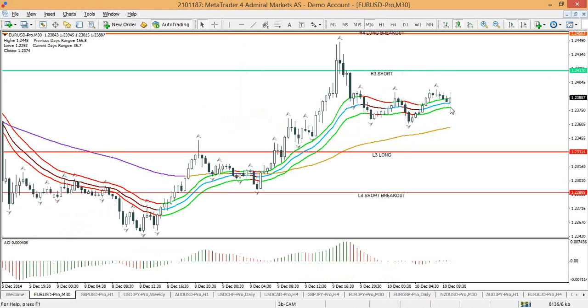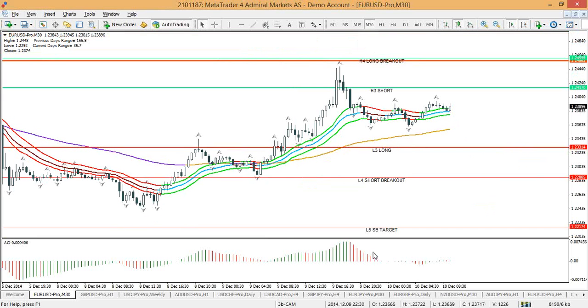Let's look at pivot points first of all. H3 short with a stop loss above the H4. That would be a setup for Camarilla. Or let price go to L3, let it bounce, and then take the next break below L3 for a target at L5.